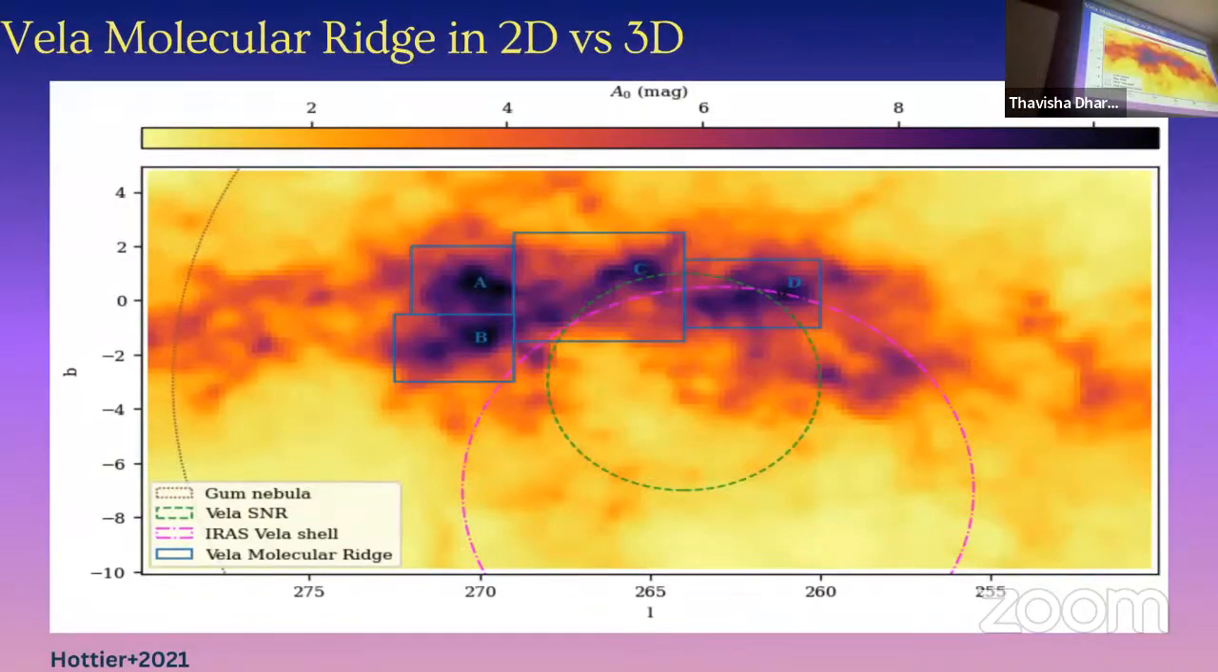And a really nice feature that I like talking a lot about, and to make this point, is the Vela Molecular Ridge in 2D and 3D, because this makes a really big difference. So with the Vela Molecular Ridge, we're sort of used to this really nice boxy shape. We have A, B, C, and D, which sort of separates molecular cloud structures that come together to form this nice boxy shape.